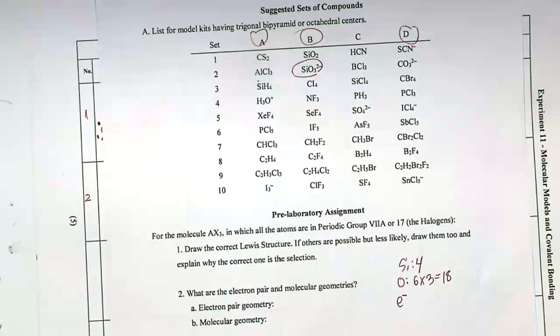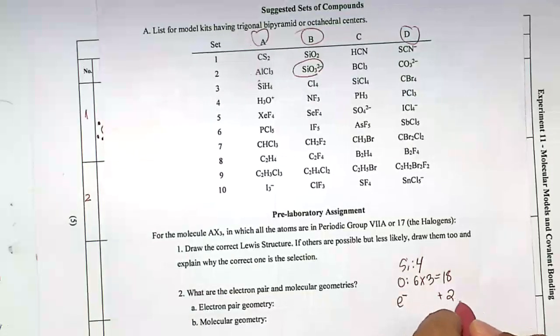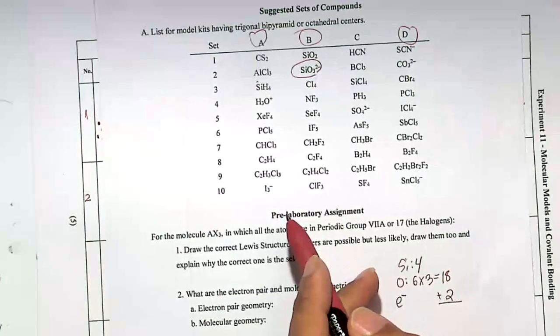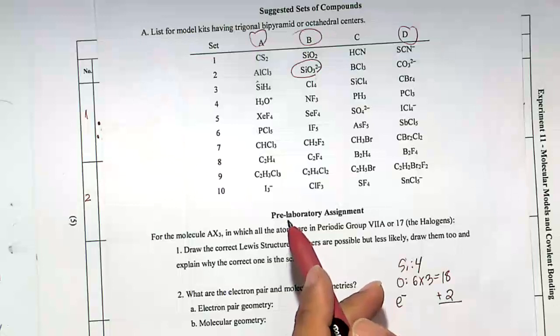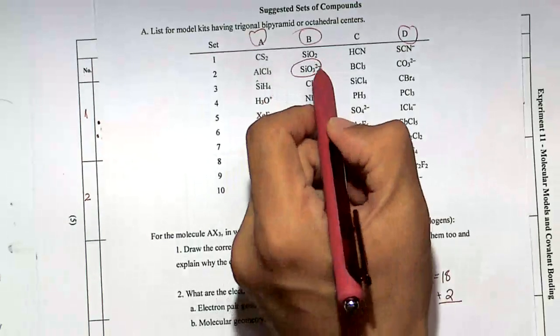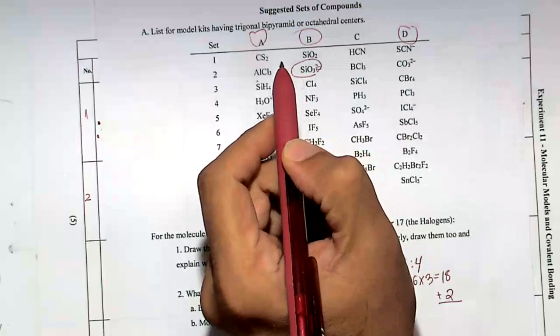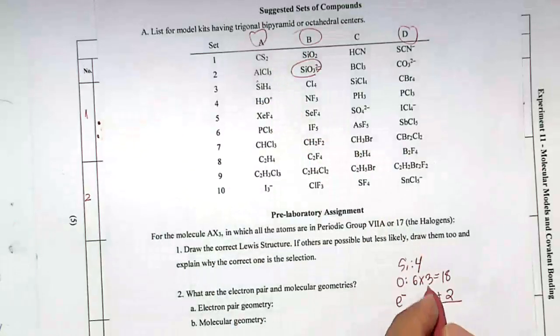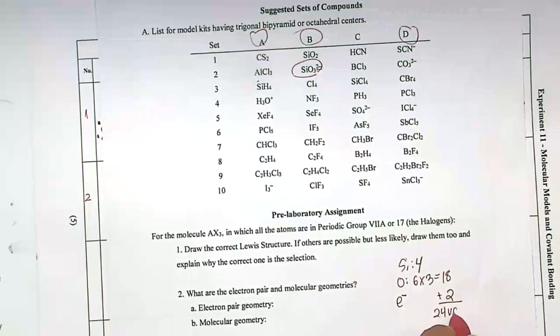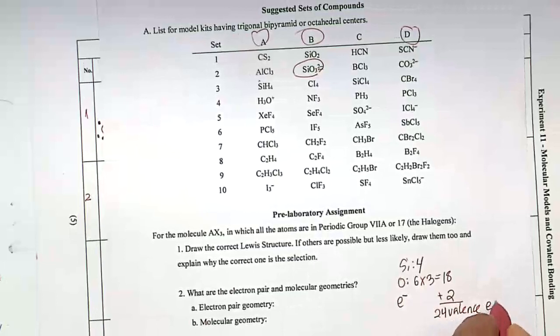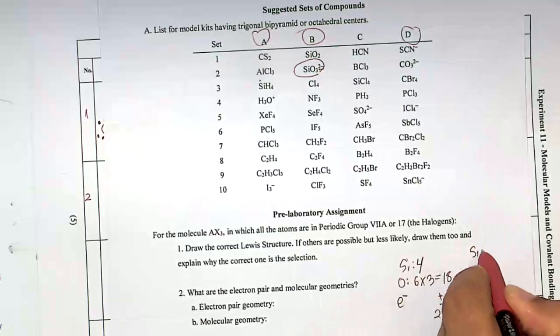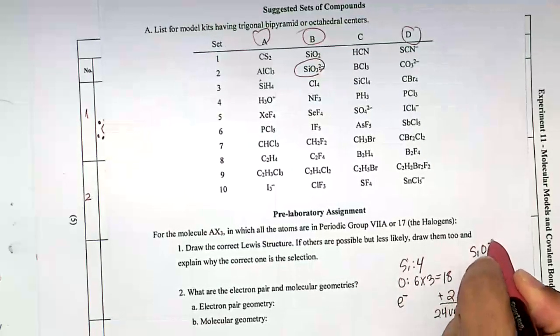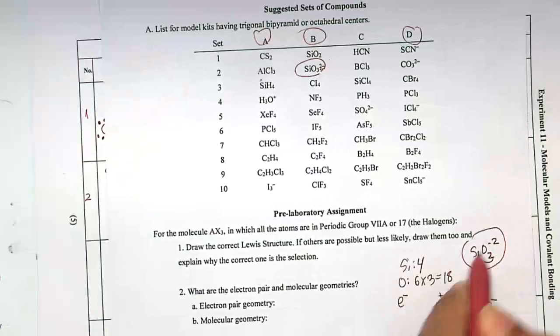That minus 2, did we gain 2 electrons or lose 2 electrons? Okay, that minus 2 means we have taken 2 electrons. Only then can we become minus 2, when we gain 2 electrons. Okay, so total valence electrons is 24 that we need to fill around SiO3, sorry, not SiO2.